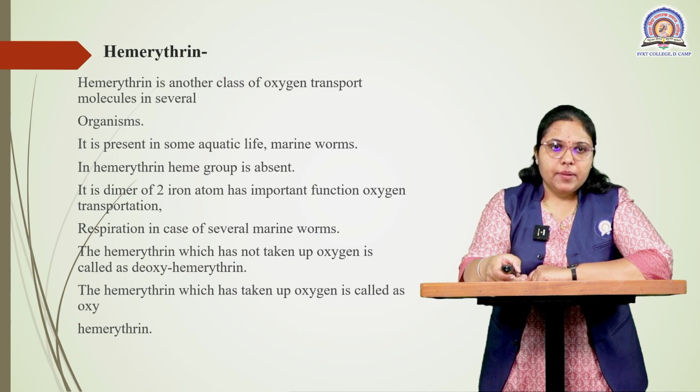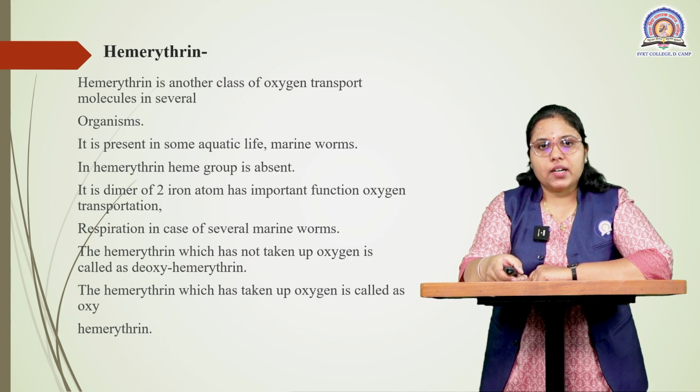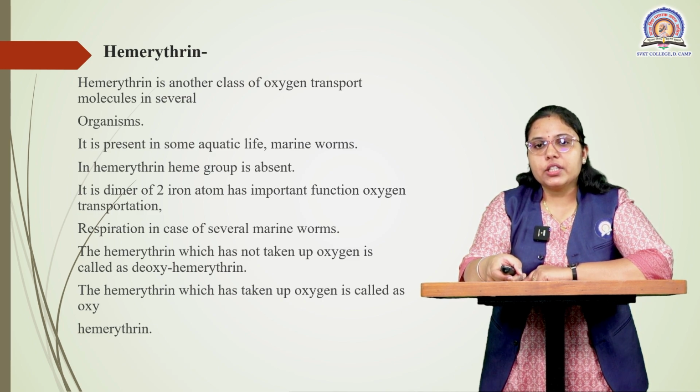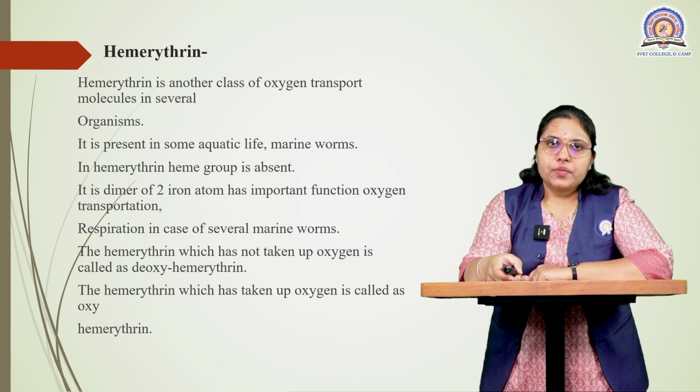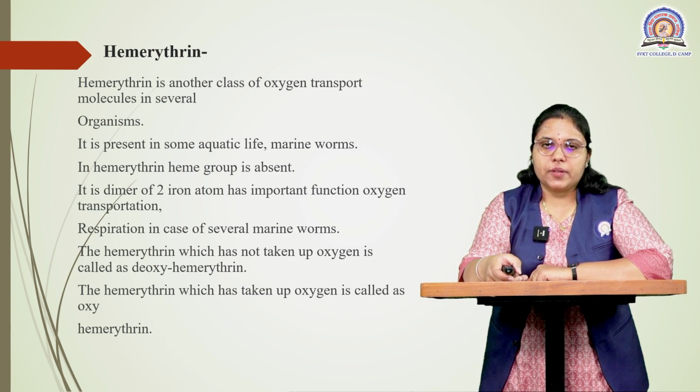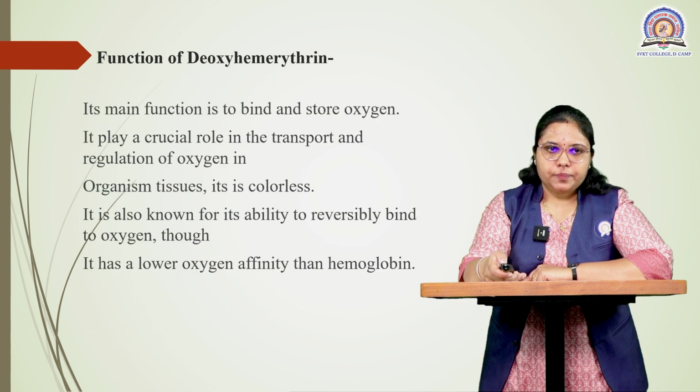Next, hemerythrin. Hemerythrin is another class of oxygen transport molecule in several organisms. It is present in some aquatic life, marine worms. In hemerythrin, the heme group is absent. It is a dimer of 2 iron atoms, with the important function of oxygen transportation and respiration in several marine worms. The hemerythrin which has not taken up oxygen is called deoxyhemerythrin. The hemerythrin which has taken up oxygen is called oxyhemerythrin.